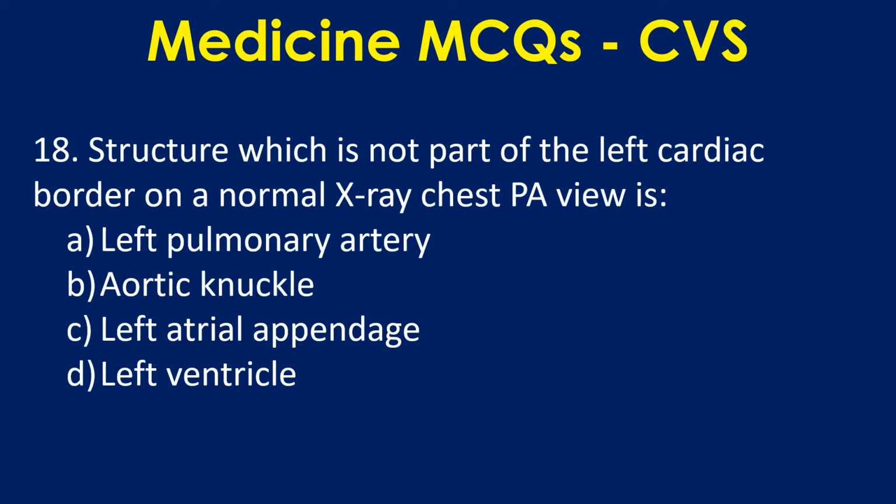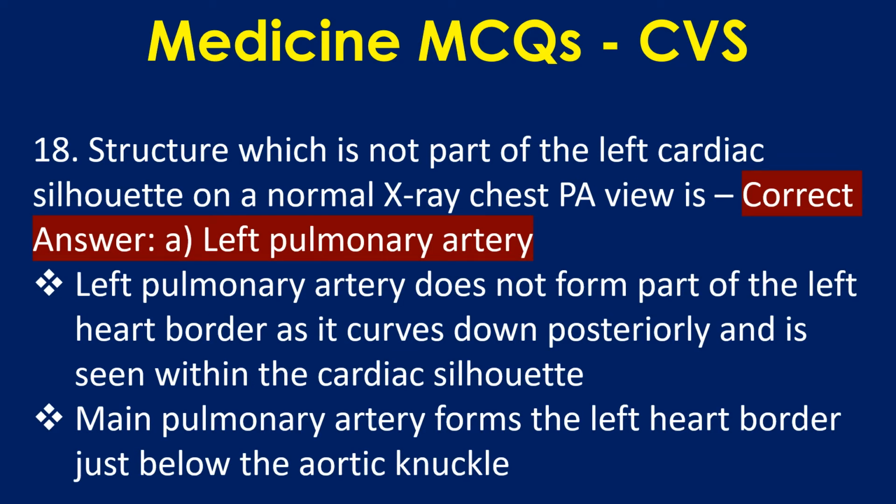Structure which is not part of the left cardiac border on a normal chest X-ray PA view is A. Left pulmonary artery, B. Aortic knuckle, C. Left atrial appendage, D. Left ventricle. Correct answer A. Left pulmonary artery.